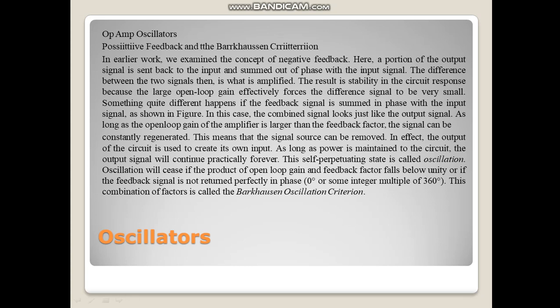The result is stability in the circuit response because large open loop gain effectively forces the difference between signals to be small. Something quite different happens if the feedback signal is summed in phase with the input signal as shown. In this case, the combined signal looks just like the output signal as long as the open loop gain of the amplifier is larger than the feedback factor. The signal can be constantly generated.